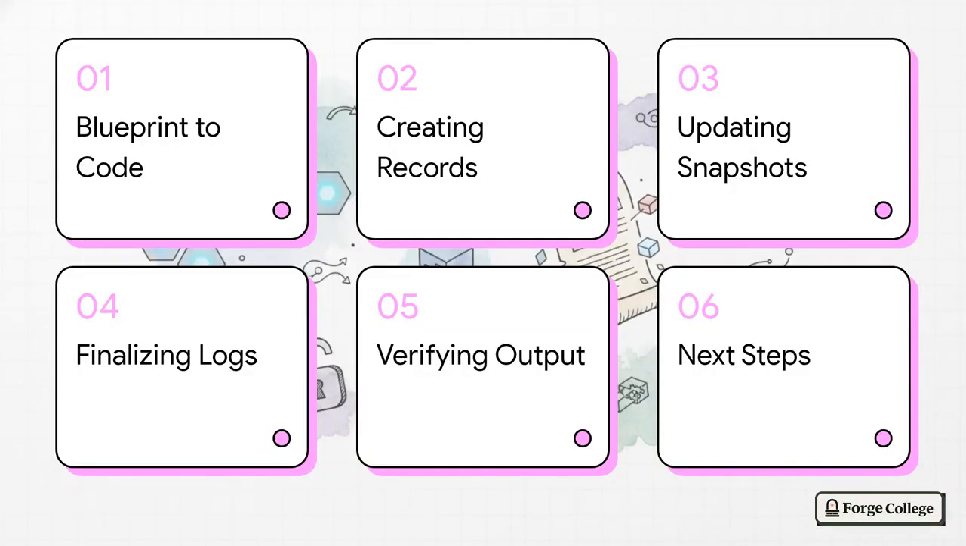Here's our quick roadmap for today. We'll start by moving from blueprint to implementation, then tackle creating the record state and updating with snapshots. After that, we'll cover finalizing and timestamps, verifying the logs, and wrap up with our conclusion and next steps.